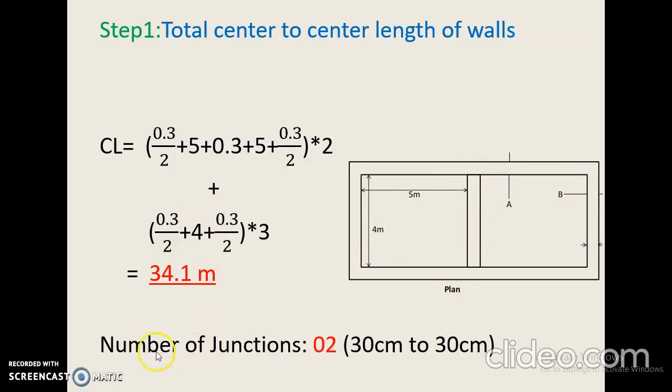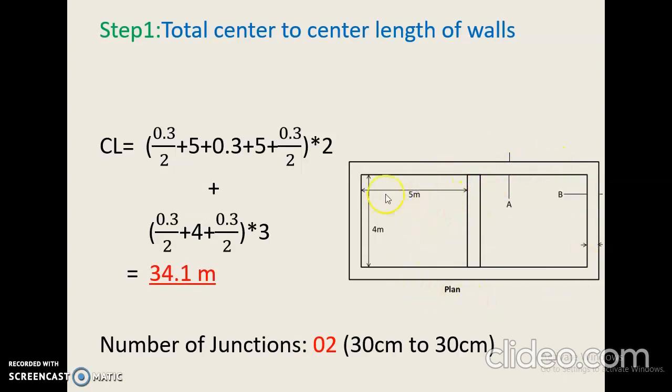Now let us go to another step. We need to identify the number of junctions. So here you need to find the total number of junctions in the given plan. A junction means a point where a minimum of 3 walls meet. That point is considered as a junction.